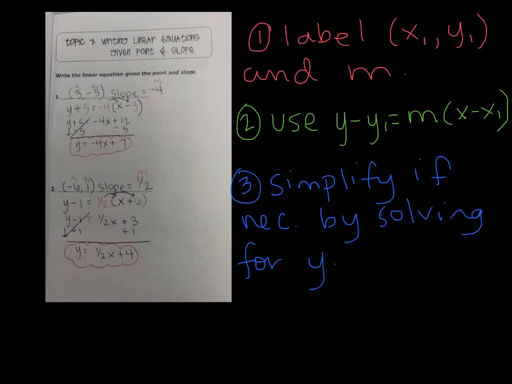Our next concept was a little more tricky. We were using our point slope. So remember, if you're given a point and you're given slope, what you're going to do is label your point x1, y1, and go ahead and label your slope m. That way, when you use your point slope formula, you can see where those numbers are actually going in the formula because they're already labeled. Then once you plug in your numbers, you're going to simplify if necessary. If they want it in slope-intercept form, you have to solve for y.